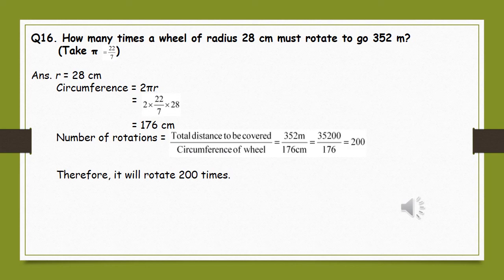Moving on to sum number 16. How many times a wheel of radius 28 centimeter must rotate to go 352 meter? We have to take pi value as 22 by 7. Now here we need to understand one thing. What is the connection of rotation of a wheel with the length?